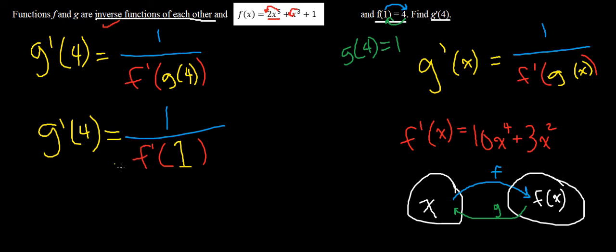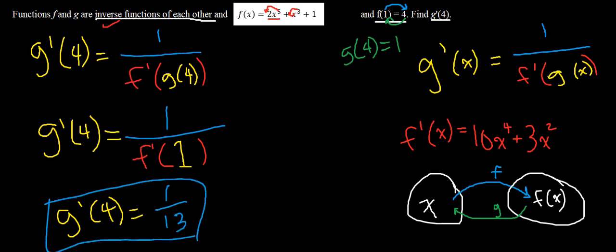We can easily compute what f prime of 1 is. 1 raised to any power is just 1, so it's 10 plus 3, or 13. So g prime of 4 simply equals 1 over 13. That is the correct answer, and we are done. And that is an example problem on finding the derivatives of inverse functions.